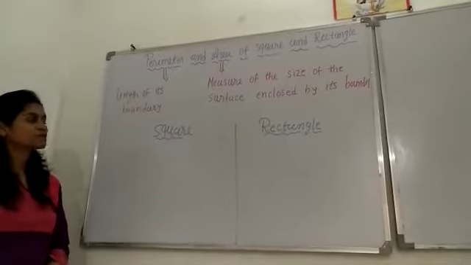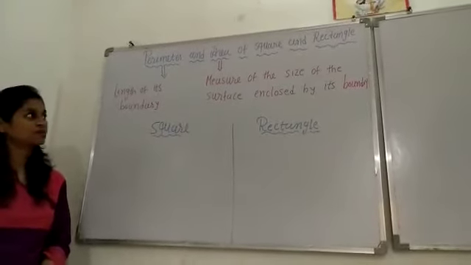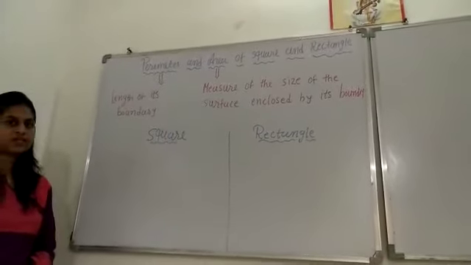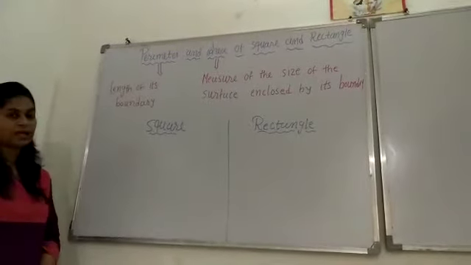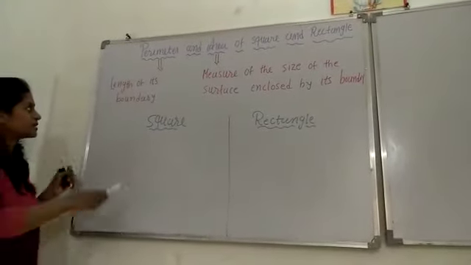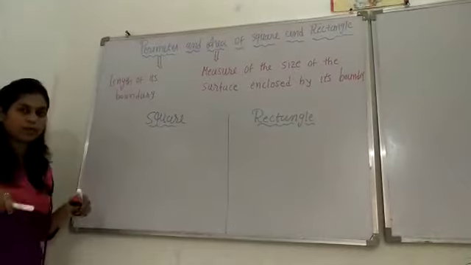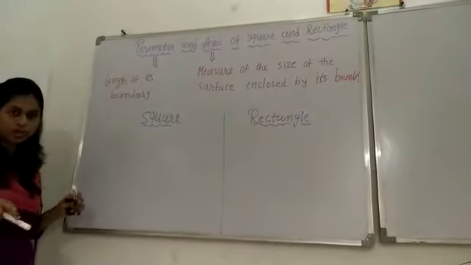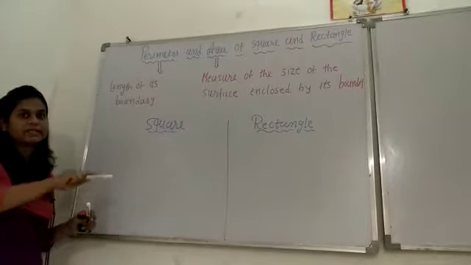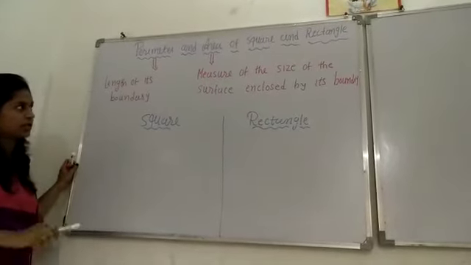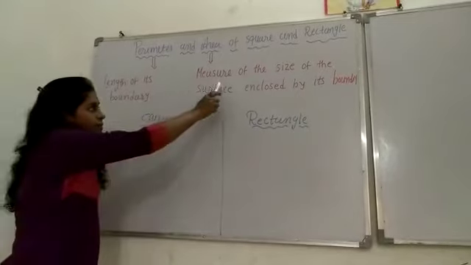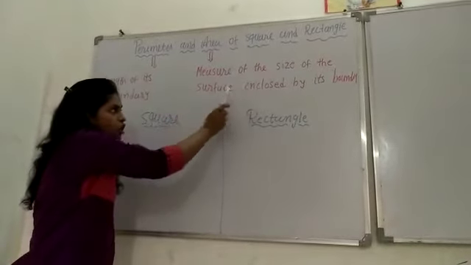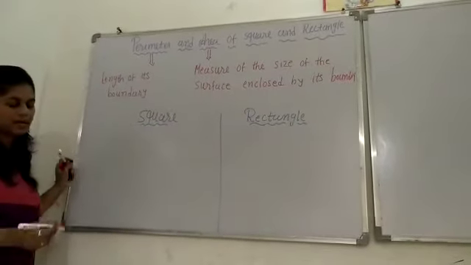Today our topic is perimeter and area of a square and rectangle. First we understand the definition of perimeter and area. Perimeter means the length of a given figure's boundary. Whatever figure you have, you measure the length of its boundary, then you get its perimeter. And area means the measure of the size of the surface enclosed by its boundary.